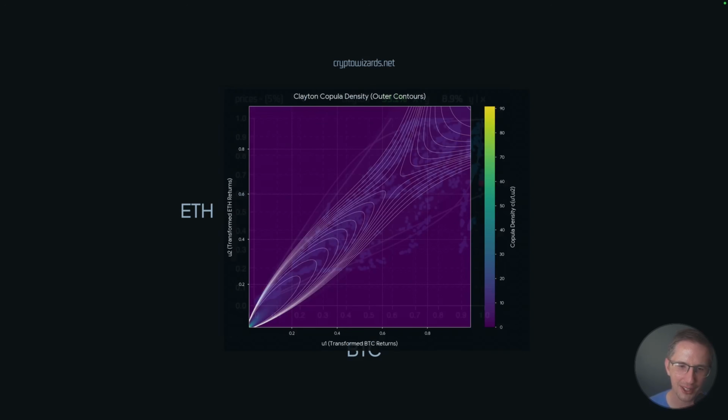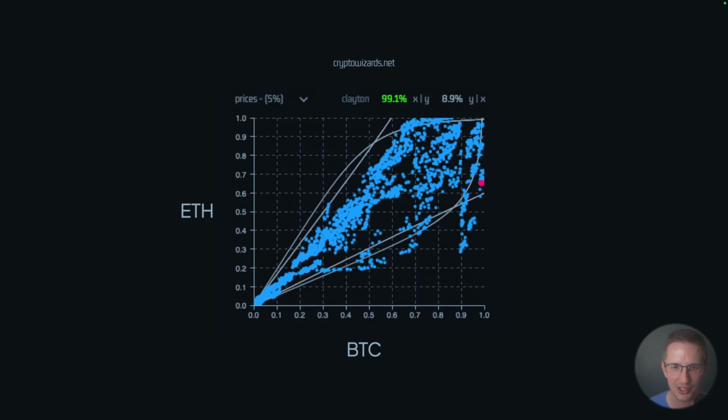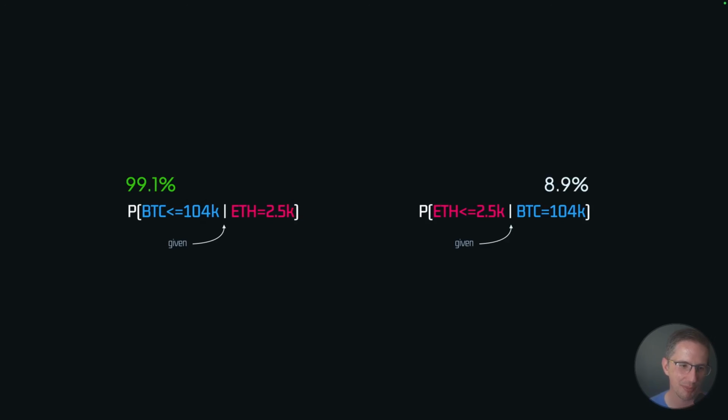But if I overlay the copula on top of that data, you can see kind of what I'm talking about, hopefully. And so here's where it is today. The probability of Bitcoin being less than or equal to where it is, given where Ethereum's price is, is 99.1%. It's super likely because Bitcoin's price relative to Ethereum right now is really high. However, Ethereum's price being less than or equal to where it is, given where Bitcoin's price is today, is just 8.9%. And that looks something like this.